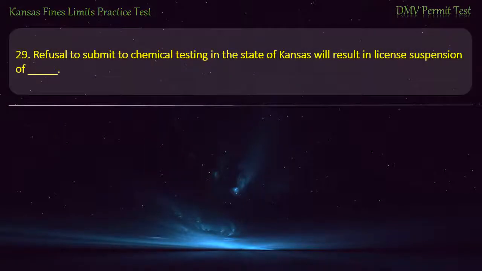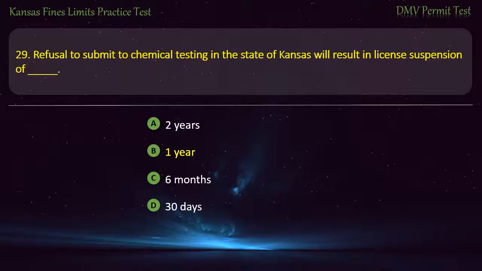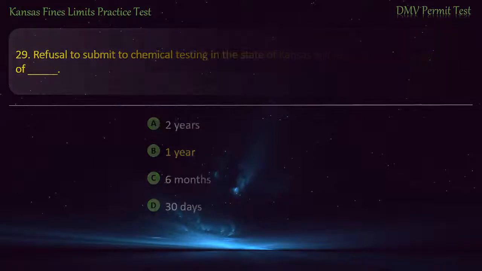Question 29. Refusal to submit to chemical testing in the state of Kansas will result in license suspension of 2 years. 1 year. 6 months. 30 days. Answer. 1 year.